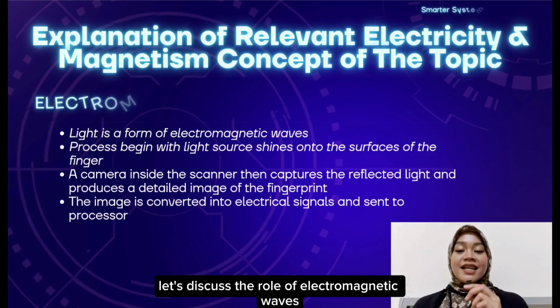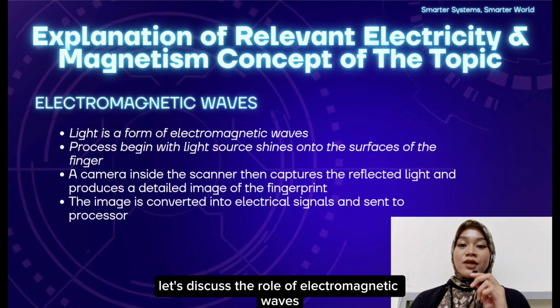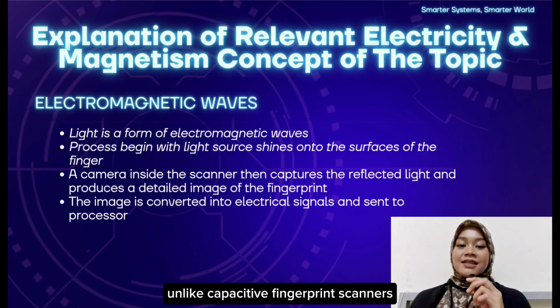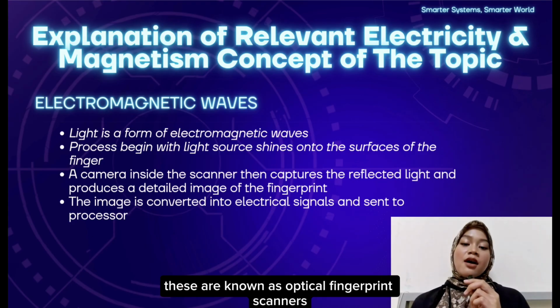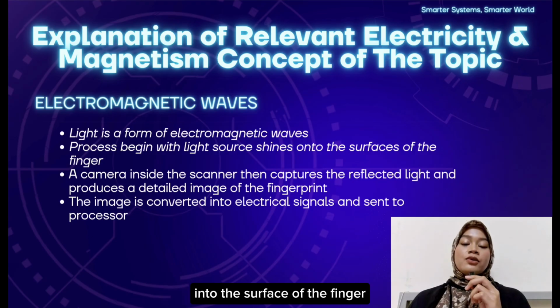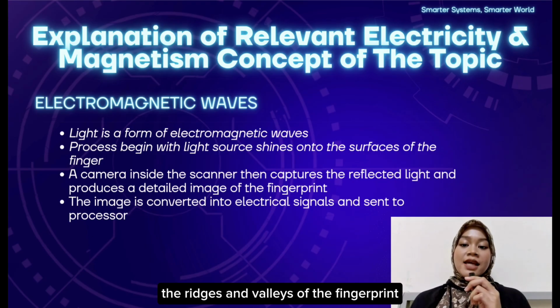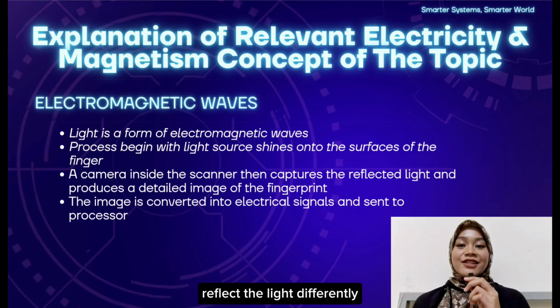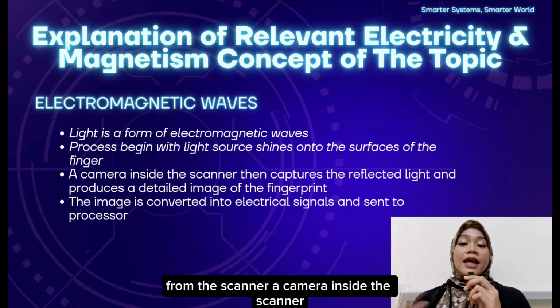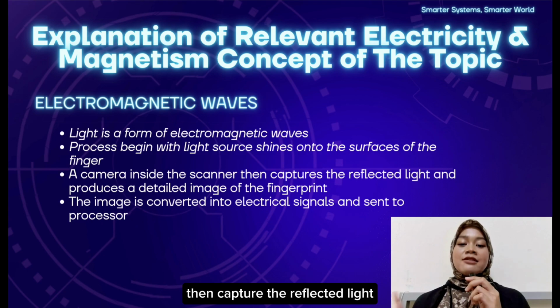And lastly, let's discuss the role of electromagnetic waves in optical fingerprint scanners. Unlike capacitive fingerprint scanners, some fingerprint scanners use light to capture the fingerprint image. These are known as optical fingerprint scanners. The process begins when a light source shines onto the surface of the finger. The ridges and valleys of the fingerprint reflect the light differently because they are at different distances from the scanner. The camera inside the scanner then captures the reflected light and produces a detailed image of the fingerprint.